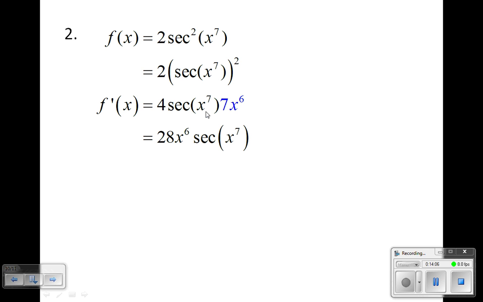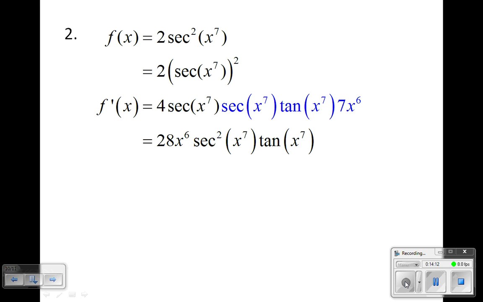Oh, you guys, I messed up. Hold on. Okay, so I fixed it. So again, the power rule now, the 2 comes down, that's 4, secant of x to the 7th to the first power, and then times the derivative of the inside. That's where my mistake was.